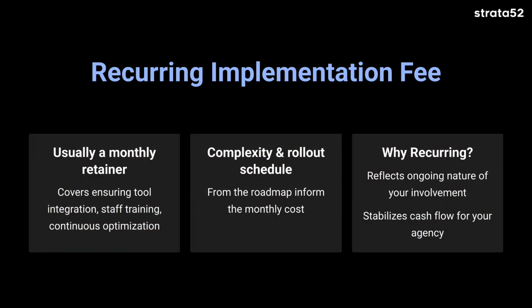Now, remember, the implementation fee is typically an ongoing fee. It's a recurring fee reflecting the ongoing nature of your involvement. Everything from ensuring the tools integrate smoothly to training staff on the new processes. The complexity and the rollout schedule that has been agreed upon in that roadmap will guide how you set up that monthly retainer. And that brings us to the end of Module 19, Roadmap Approval.